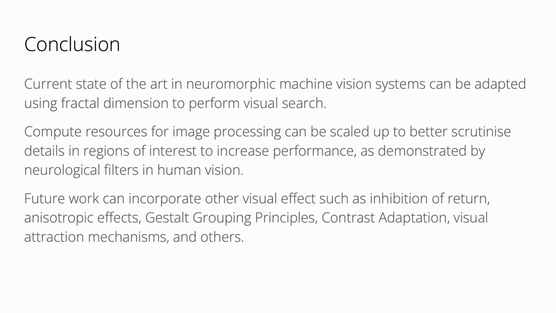This code does not introduce important visual effects like inhibition of return, or anisotropic effects, or Gestalt grouping principles, contrast adaptation, visual attraction mechanisms, and many others. But this could be grounds for future work. However, this presentation does show that fractals can be used to adapt current methods, including the paper that we talked about, to be more human-like, and that those methods can easily assist in scaling machine vision to be more performant.